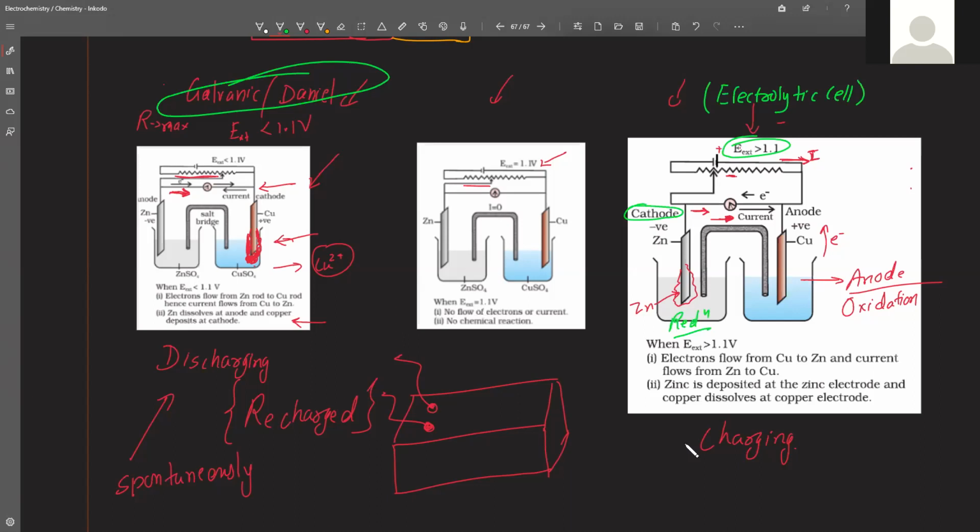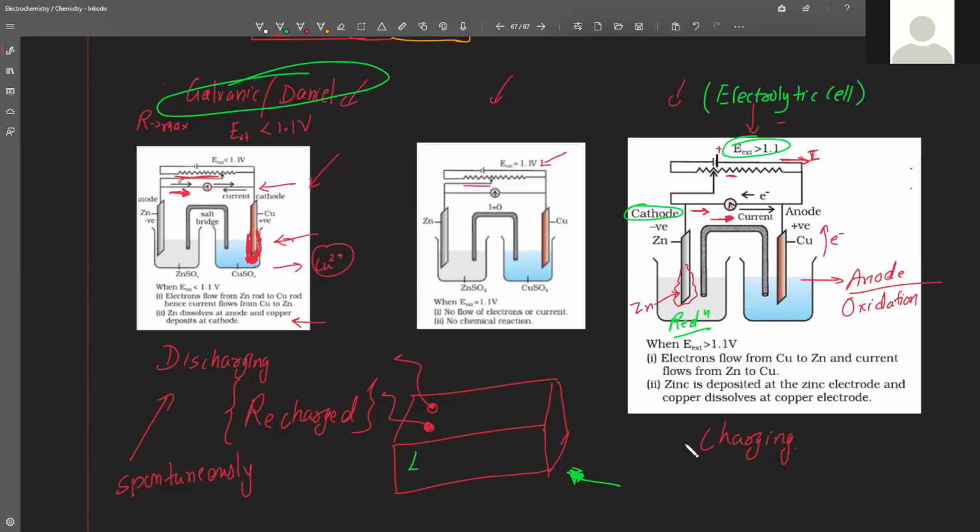So this should give us a basic idea about how these cells work, and how the same cell can be recharged. These are also called rechargeable batteries. These are the batteries you see in your inverter. That is actually rechargeable, and that is exactly this cell. This is the concept on which those cells are made.